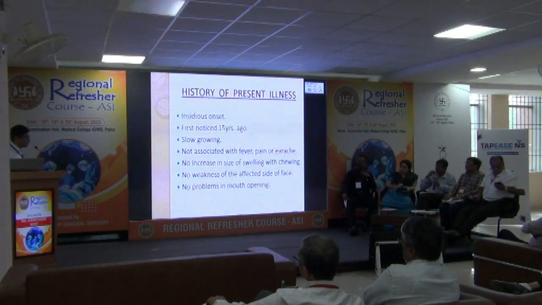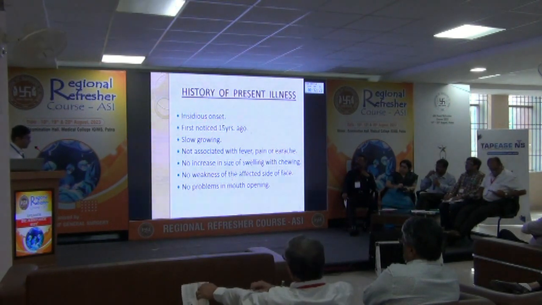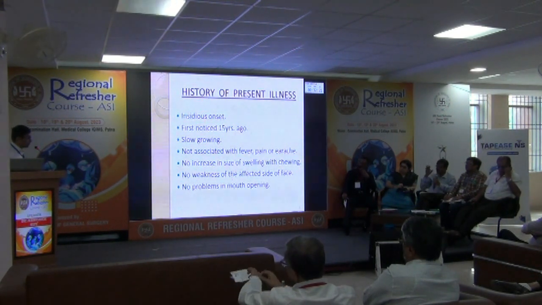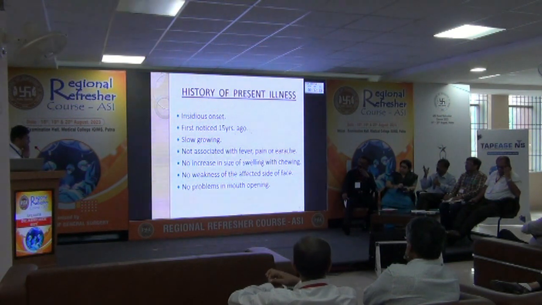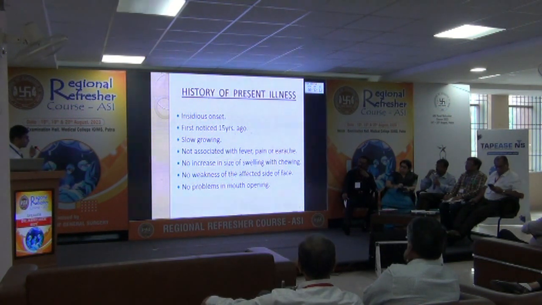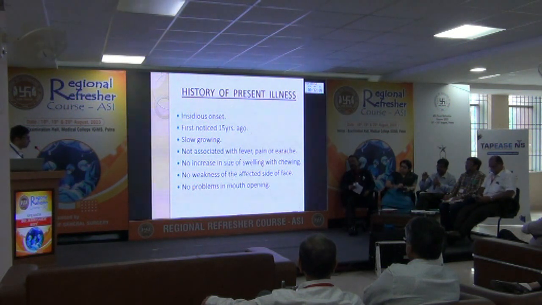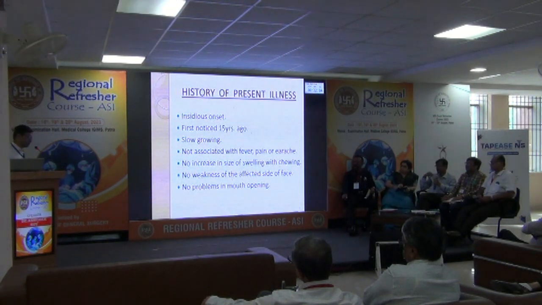What does the buccinator do? Yes, sir. What happens to the food? So it gets collected in the gingivobuccal sulcus. Normally, when you chew the food, the buccinator pushes the food in between the two alveolar arches. When the patient is paralyzed, food gets accumulated in the vestibule of the mouth. Fine. Next.